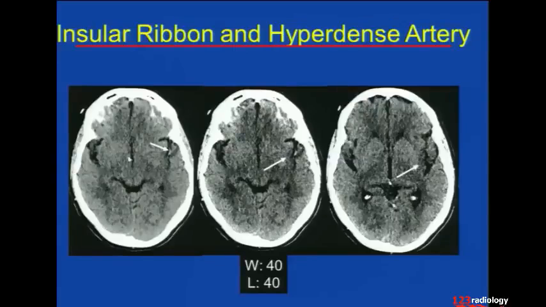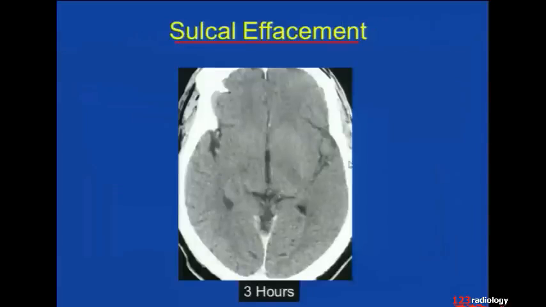So the finding of a hyperdense artery is an indication to me to look carefully for evidence of low density within structures that would be supplied by that artery, or vice versa, the finding of low density in a structure on CT is an indication to me to look carefully for a hyperdense artery. All right.